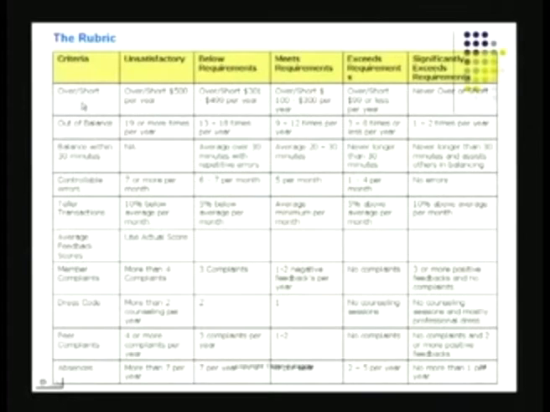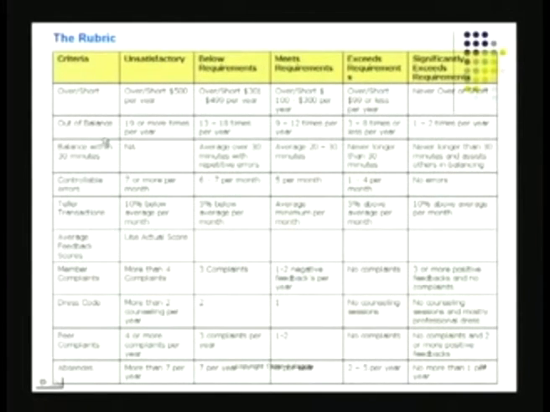Notice here the criteria is given. Criteria is over or short. What is unsatisfactory? This is like over or short $500 per year. And what is significantly exceeding the requirements? Never over or short. And then of course I've got exceeds requirements. That is when it comes to making sure you're under $300, that is the target here. Over or short, 99 or less per year. That's exceeding requirements. Meeting requirements would be being over or short, like 100. Then if I'm over or short between $301 and $499, I'm below requirements. And if I'm over or short beyond $500, my performance is unsatisfactory.